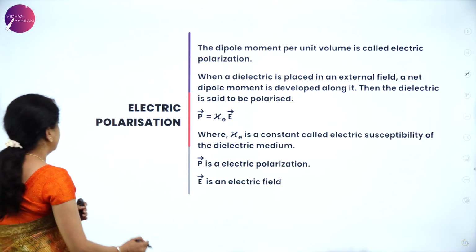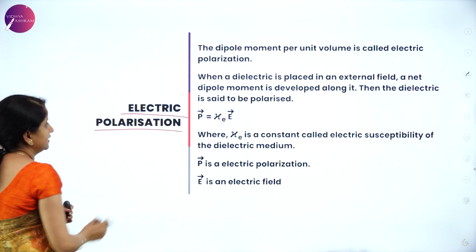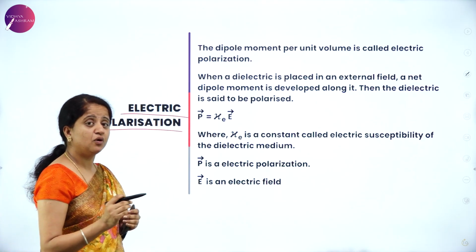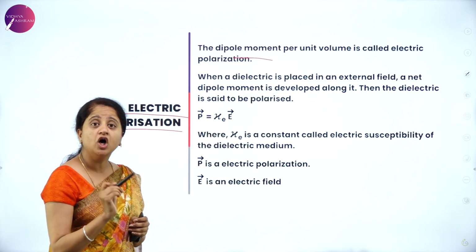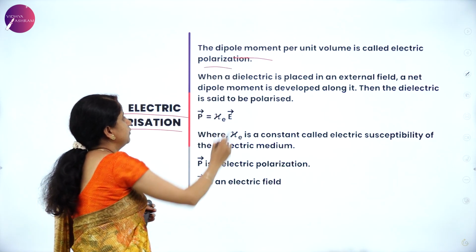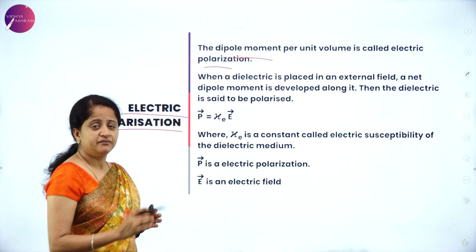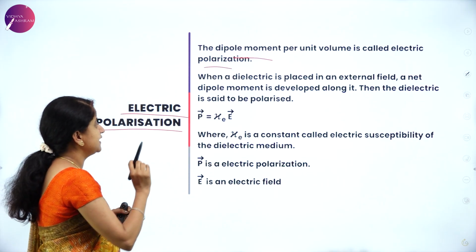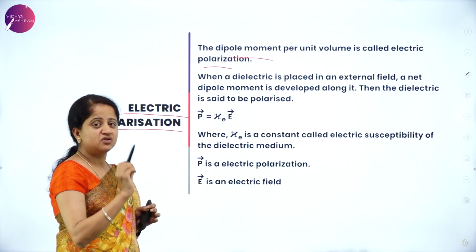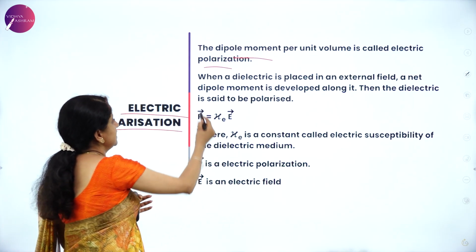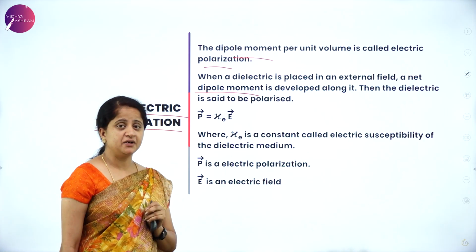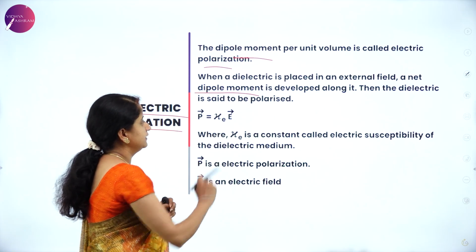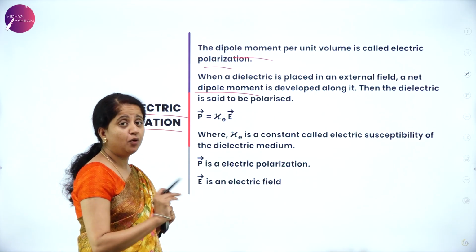Now let's move on to electric polarization. What is the meaning of electric polarization? The dipole moment per unit volume is called electric polarization. We know that when a dielectric is placed in an external electric field, we can observe a change in net dipole moment. When a net dipole moment is developed along the dielectric, then the dielectric is said to be polarized.